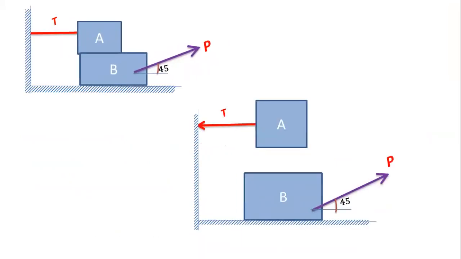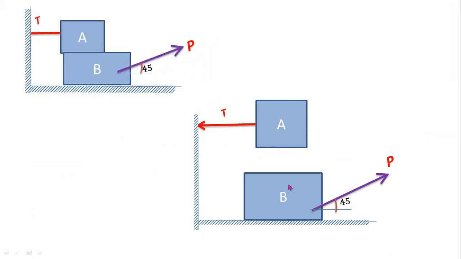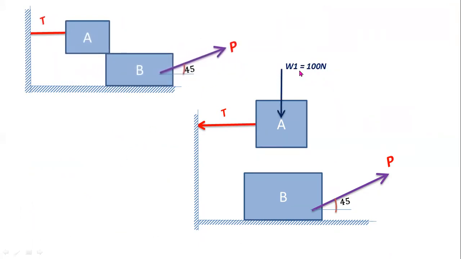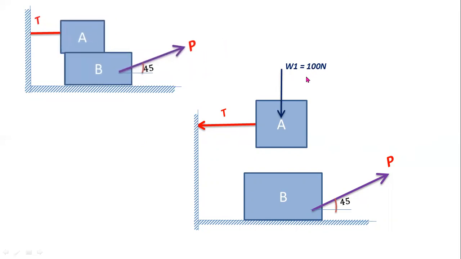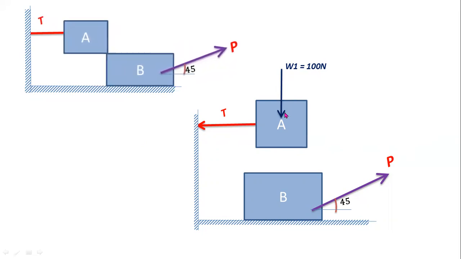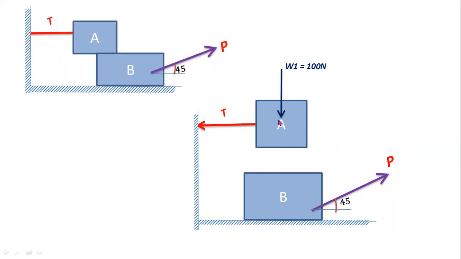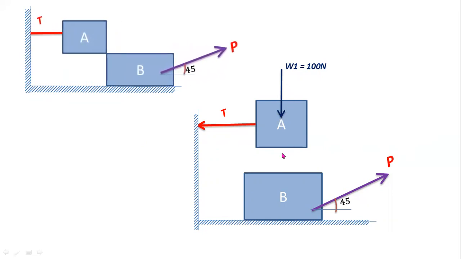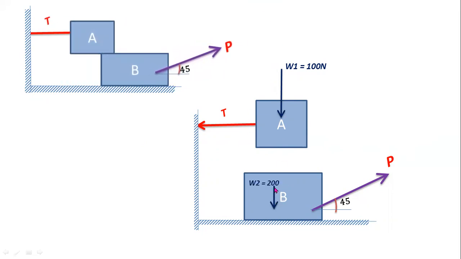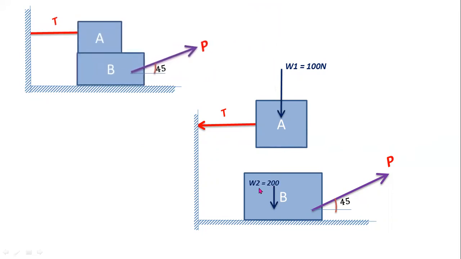First of all, you have to draw a free body diagram for this problem. Now I am considering these two blocks as they are. W1 is the weight of block A, W equal to 100 newtons. That is the self weight. Self weight always acts vertically downwards. Similarly, you have to consider the self weight of block B. 200 newtons is the self weight of block B. W2 is the self weight of block B.